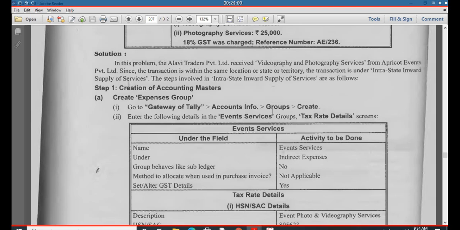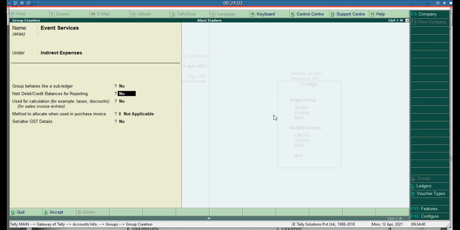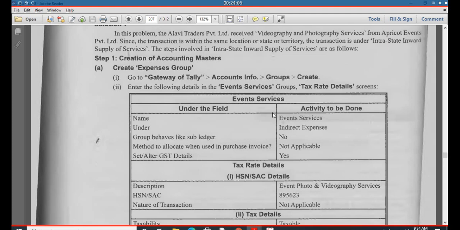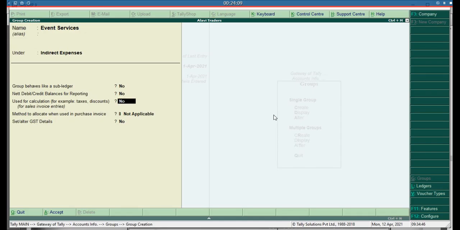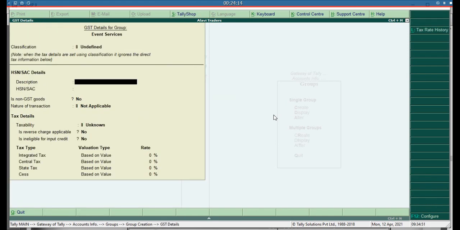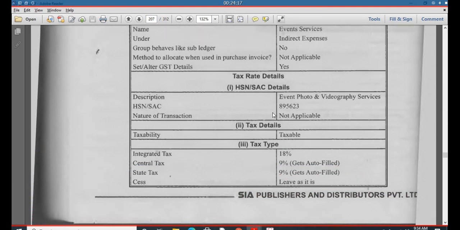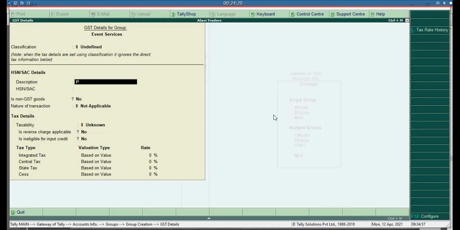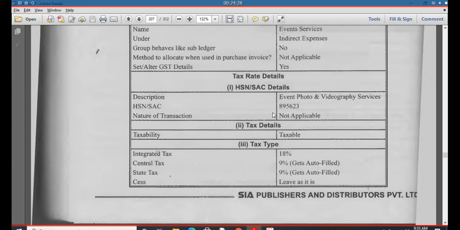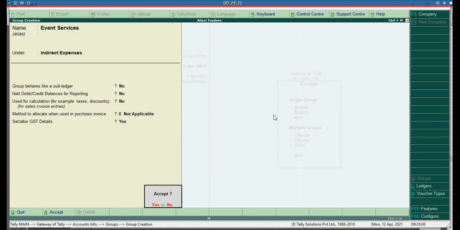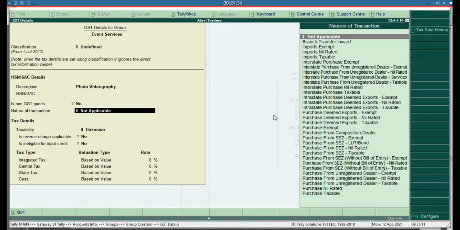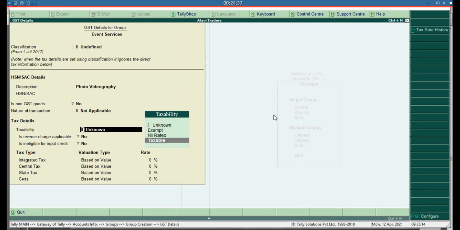Under indirect expenditure, the group behaves like a sub-ledger: no. Net debit, credit, all these things are no. Next, we have to set the order details as yes. This option we have to make yes. So here we have to give the complete different descriptions: photo and videography. This is not applicable. Here it is taxable, and the amount will be 18%.